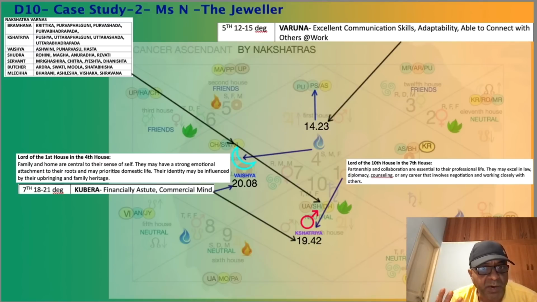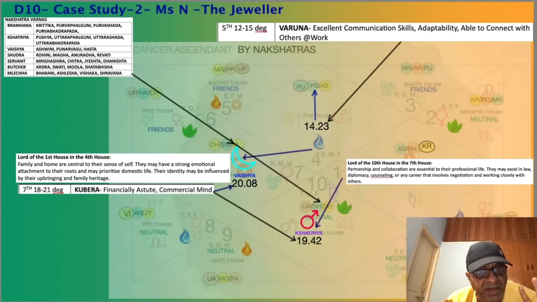Family and home are important to the sense of self. They may do well in a domestic line of business. Okay. The Moon is the lord of the first in D10 for her, and now it is sitting in the 4th house at 20.8 degrees.